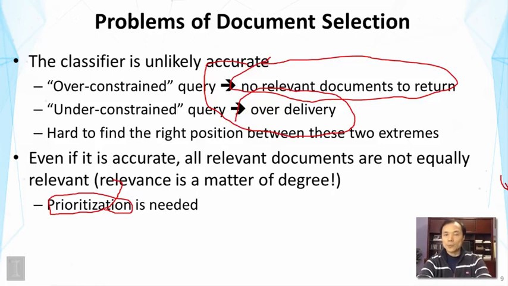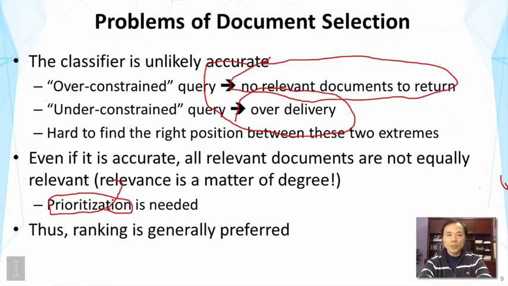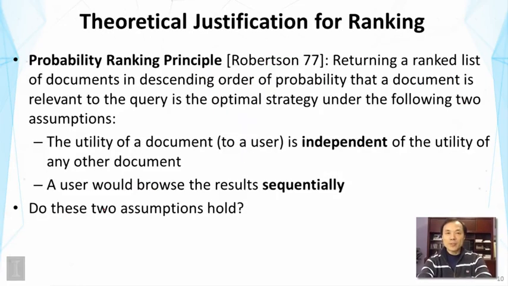And that's what ranking is doing. So for these reasons, ranking is generally preferred. Now this preference also has a theoretical justification, and this is given by the probability ranking principle. At the end of this lecture, there is a reference for this.